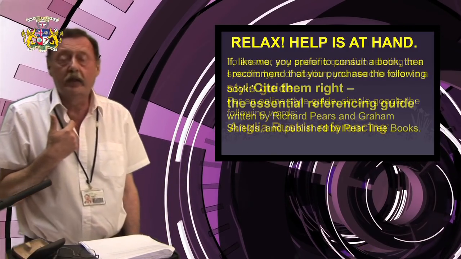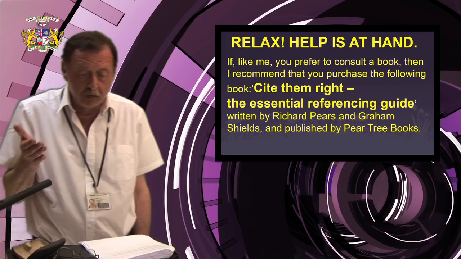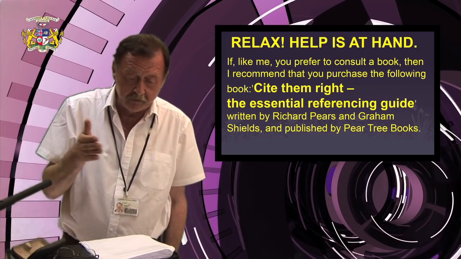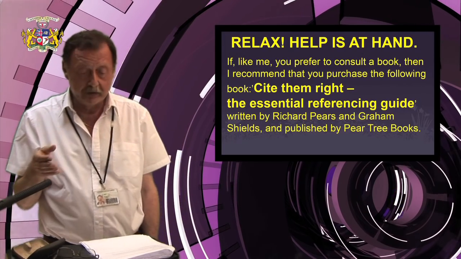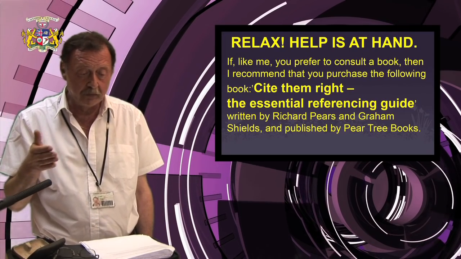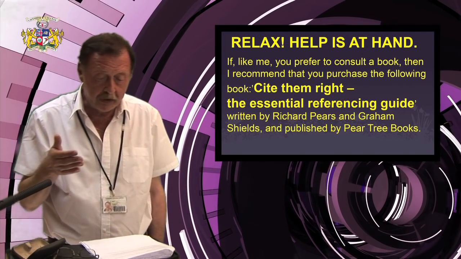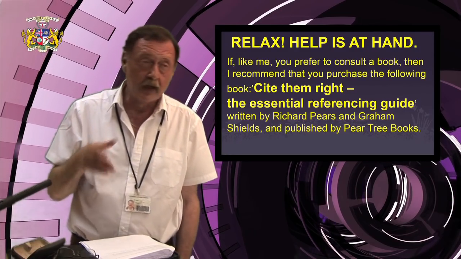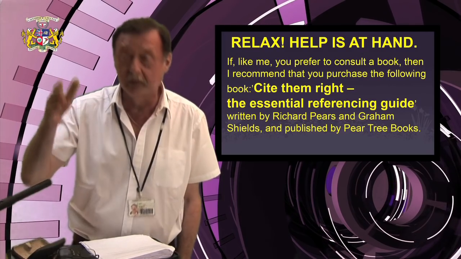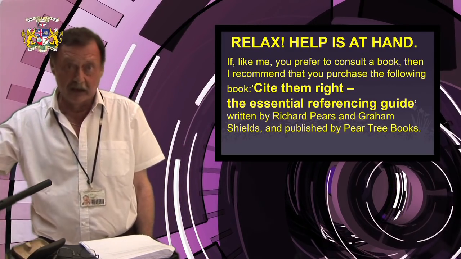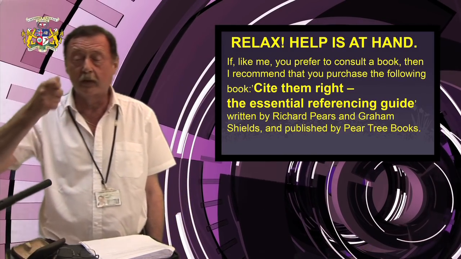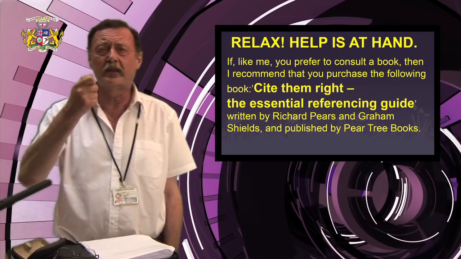Or, if you're like me, you prefer to consult a book, then I recommend very strongly that you purchase the following book, Cite Them Right, The Essential Referencing Guide, written by Richard Pears and Graham Shields, and published by Pear Tree Books. Now, I've got a copy upstairs. It's constantly being borrowed by students, and it costs £8 at Waterstones down the road. Invest a little bit in your academic future. Get the book. I can tell you it will save you so much time.